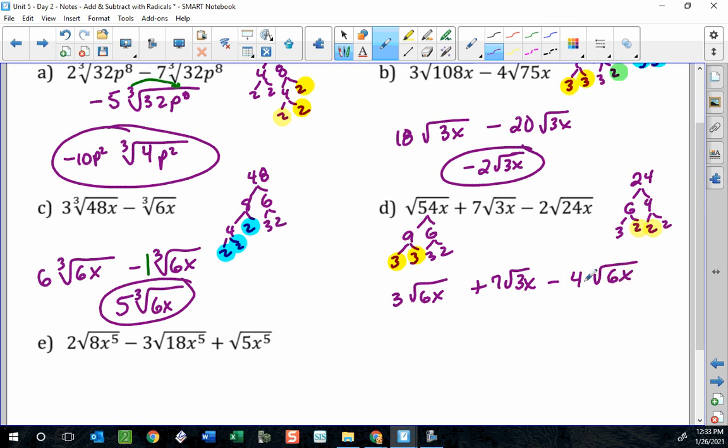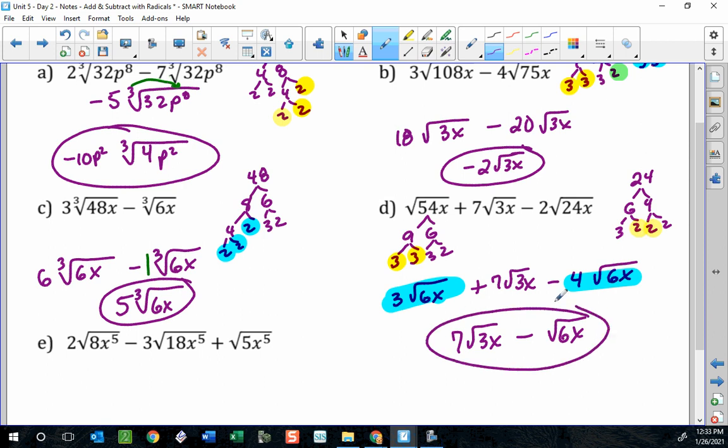All right, so when I look at this, I say to myself, well, it looks to me like these match. These are matches. So I can put those together, but the other guy just has to stay there. So 7 radical 3x is going to stay. 3 minus 4 is negative 1 radical 6x, so you don't have to put the 1 right there. Because sometimes you just get 2 parts and there's nothing you can do.